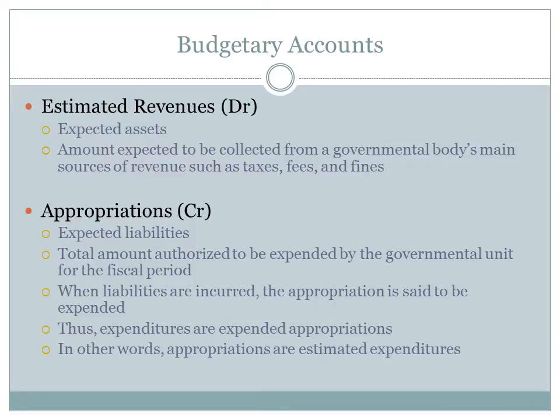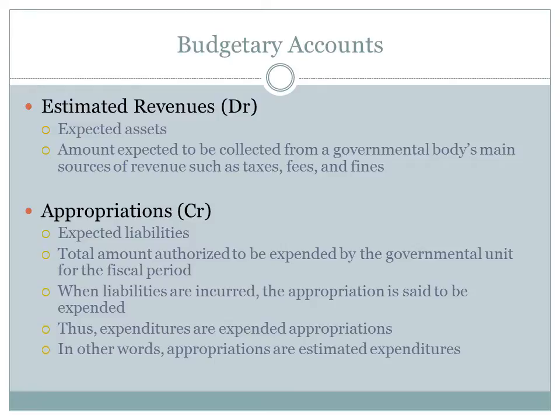Appropriations, these are expected liabilities. They represent the total amount authorized to be expended by the government for the fiscal period. When the liabilities are incurred, the appropriation is said to be expended. In other words, when the liability is incurred means when the service has been rendered but payment hasn't been made. That's when the appropriation is said to be expended. Thus, expenditures are expended appropriations.